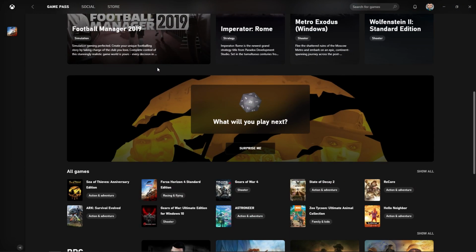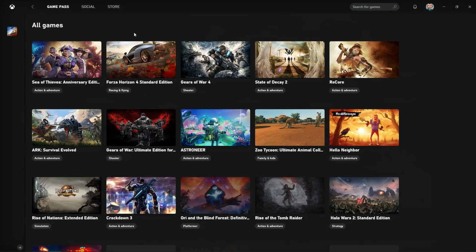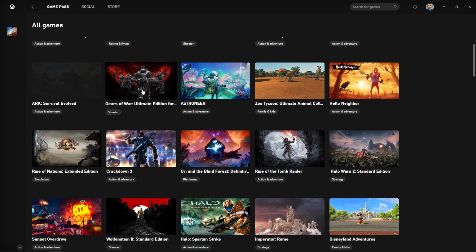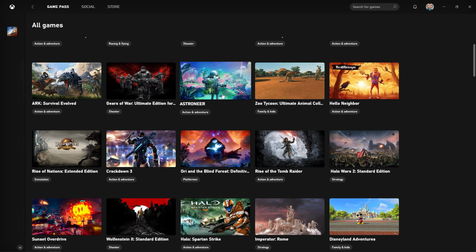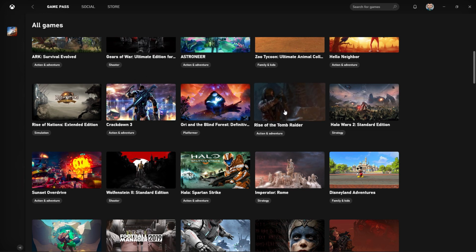Currently, they have already added quite a lot of games, including some games that I wanted to play. So if you look in the all games section, this line here, these were games that were already there, even on PC. So Sea of Thieves, Forza Horizon 4, Gears of War 4, State of Decay, etc. We have Ark Survival Evolved, Gears of War, Astroneer, and I'll point out the games that are interesting and not very cheap or something. We have Rise of the Tomb Raider, Wolfenstein 2. So I wanted to try this and I can try it because these are not that cheap. Regional pricing isn't great on these.